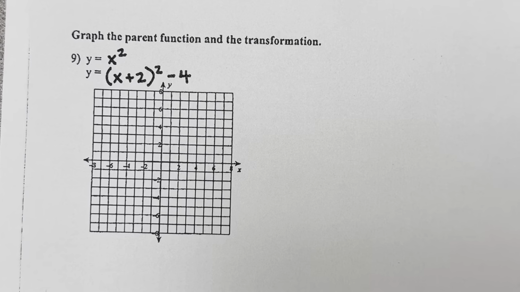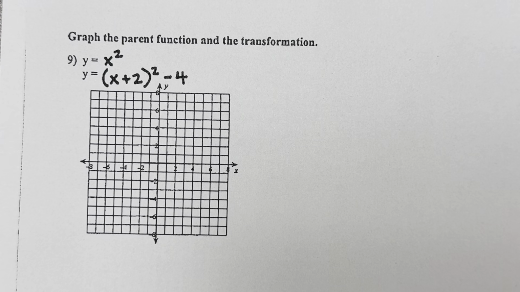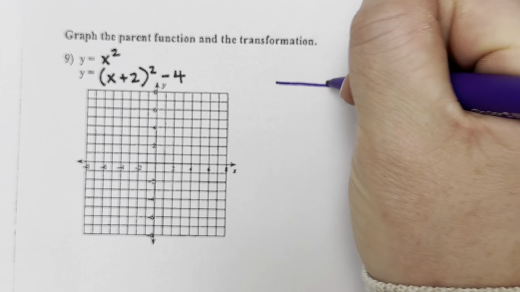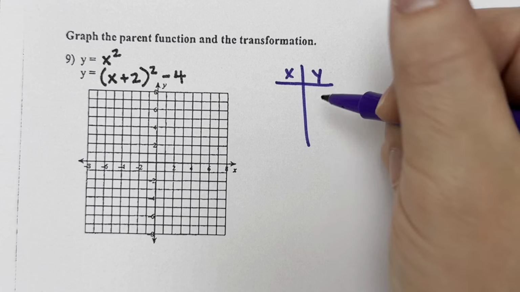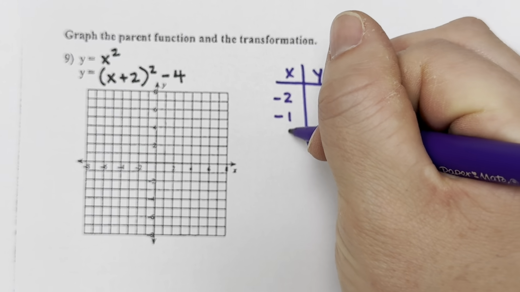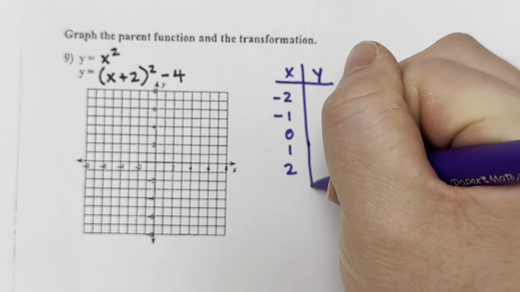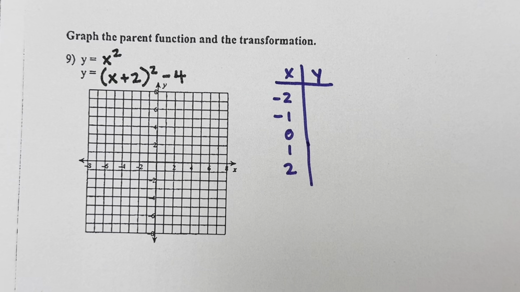Alrighty. Number 9. This one's a little more recent. Graph the parent function and the transformation. Okay, so our parent function, I'll go ahead and graph it. We graphed it by giving ourselves a t-chart. We chose 5 numbers, usually the same, a couple negatives, 0, and positives.